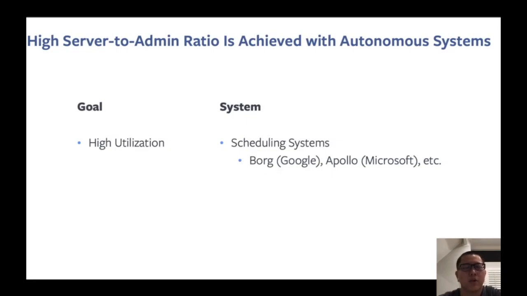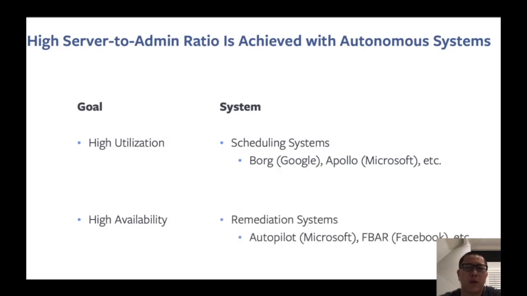The second top level goal will be high availability, meaning whatever resource we have, they are as available as possible to run the services and applications that we have. And that would depend on the remediation systems, meaning whenever the server is going down, we can remediate the problem very quickly and put it back online to serve the application. Systems like Autopilot from Microsoft or FBAR from Facebook are the remediation systems for this.